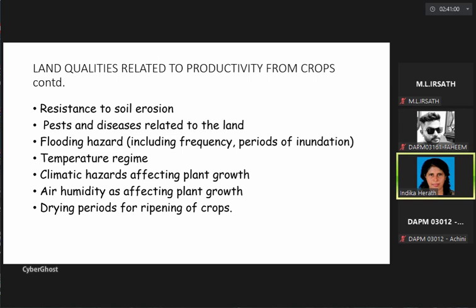And flooding hazards. Next one is flooding hazards. That means whether the location of the land is prone to undergo floods. That also needs to be considered. In that case, you need to look at the frequency of flooding and the period of inundation. So how long it is being underwater and those things.